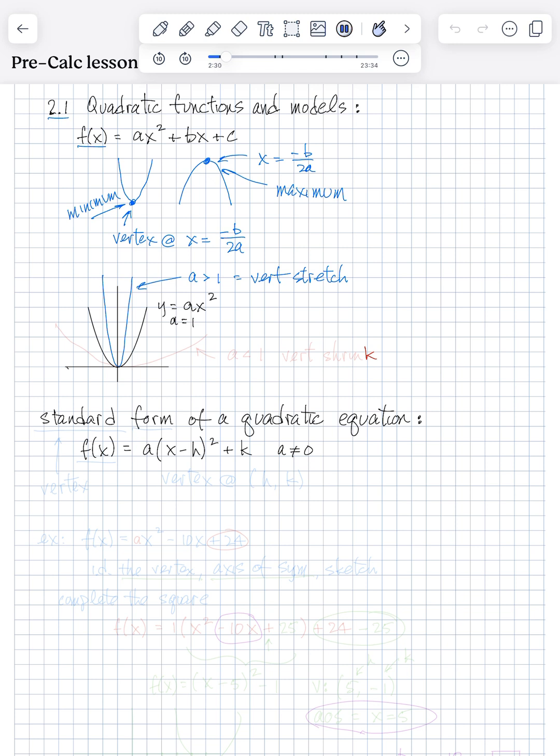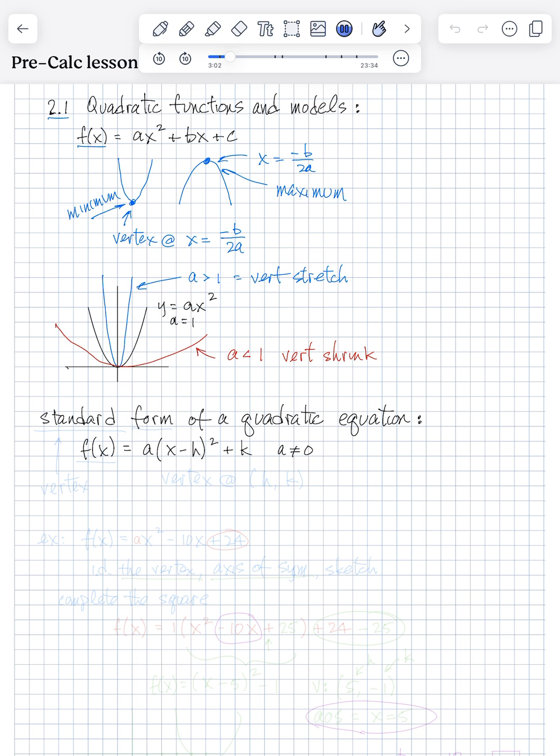Now, if a was less than 1, in other words, a fraction, the curve would look more like this. So this is a is less than 1, and this is called a vertical shrink because the graph shrinks towards the x-axis.